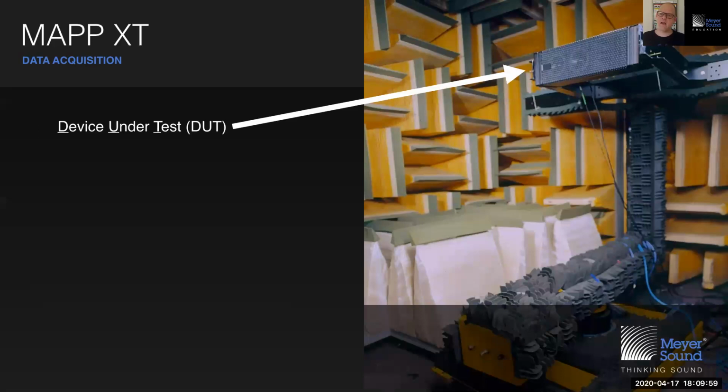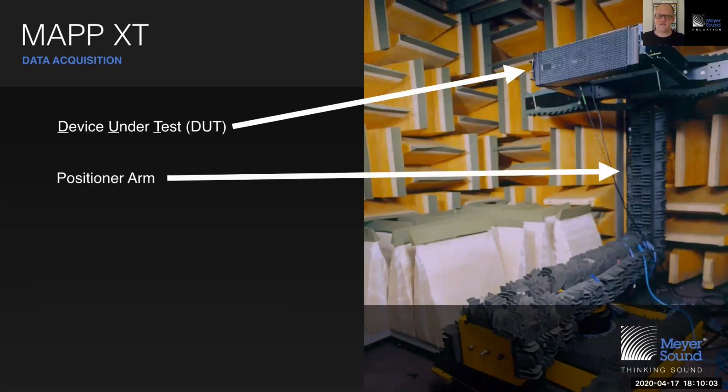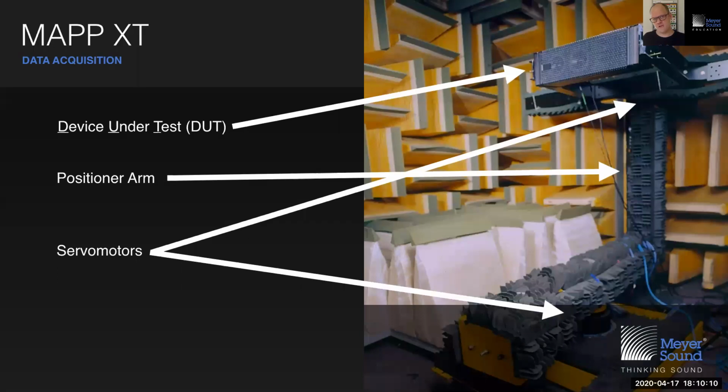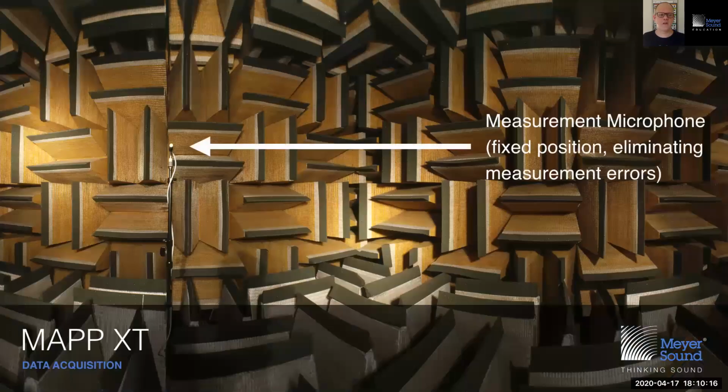Okay, here you see a loudspeaker mounted to the positioner. And we call that the device under test, or DUT. It's sitting on top of the position arm, and the position arm is connected to 2 servo motors. There's a servo motor at the base of the arm, and then there's a servo motor directly behind the loudspeaker. And I think we can see that better in a short video segment that I'm about to show you.